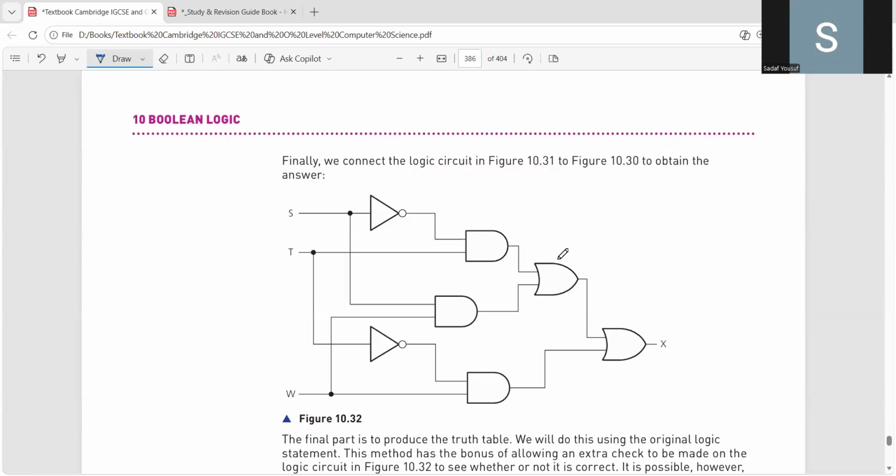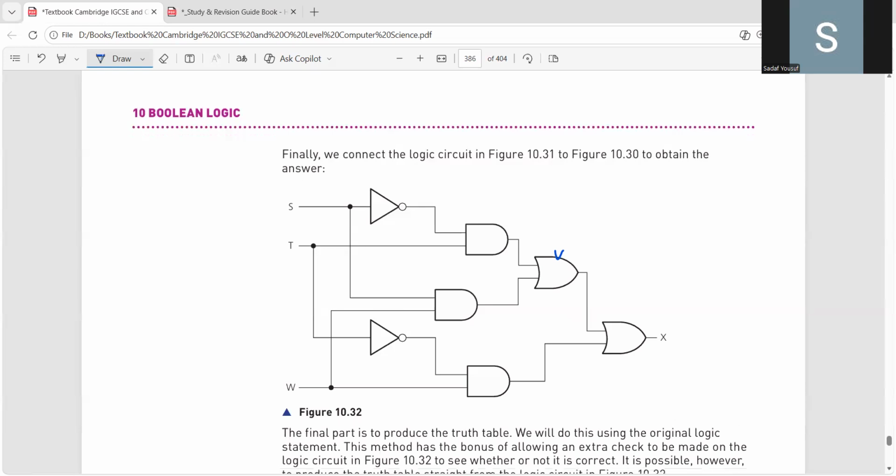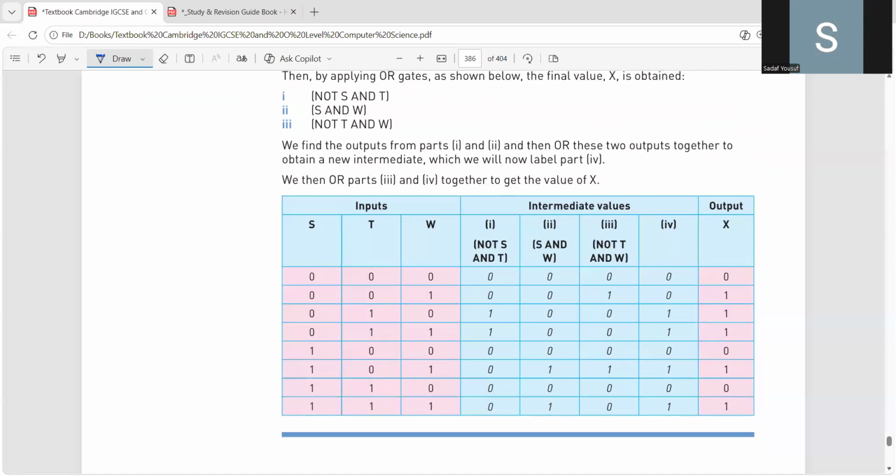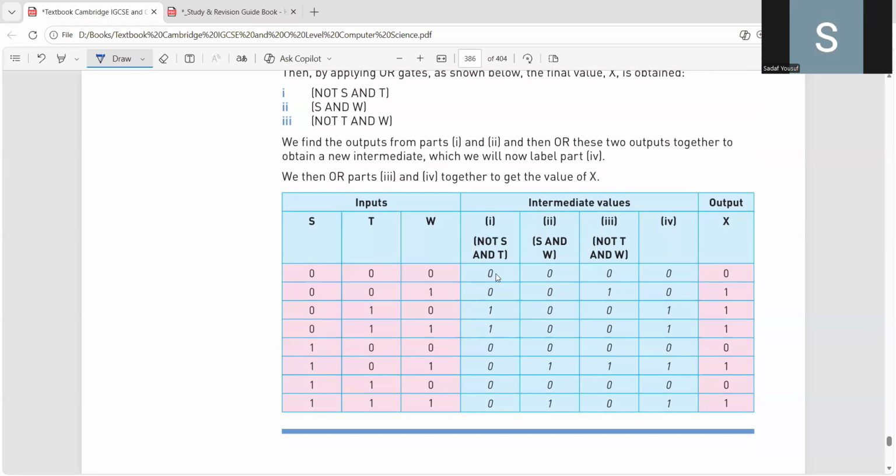So this is how, once you have drawn the intermediate gates and circuits, you connect them together with the help of a pencil, and your final answer will be accurate. Once your final answer is accurate, you can get the right answer in the same manner. So you can see intermediate values: not S and T, then the next one S and W, and the last one not T and W. Children, any questions till now?